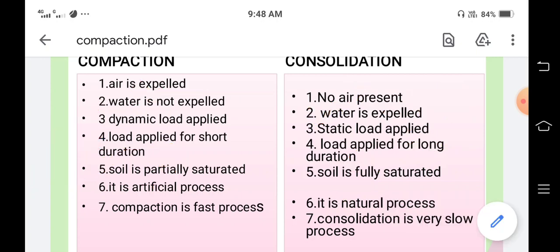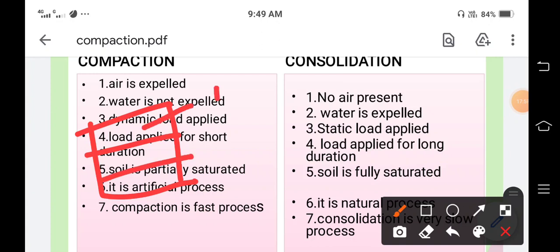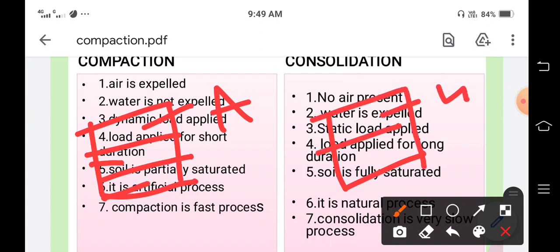So next, in the compaction what do we remove? In the compaction it consists of air, then water and then the solid. And in the consolidation it consists of water and solid only. So in the compaction, what do we mean by compaction? In the compaction we are expelling the air by application of dynamic effort or dynamic load.